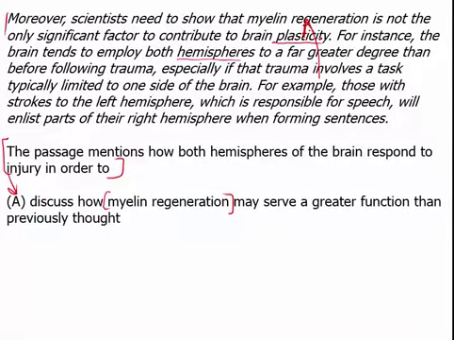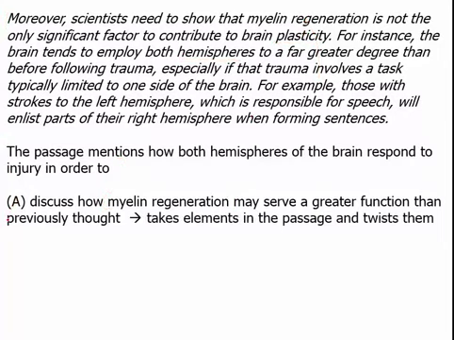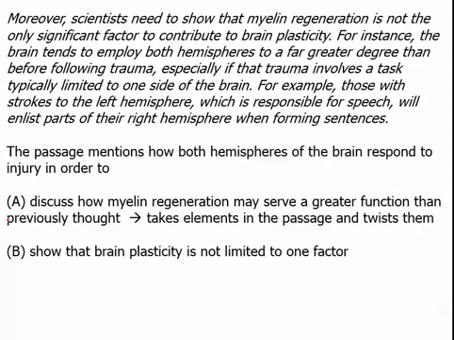No, it's that these two hemispheres working in tandem have a greater function that may, of course, overlap with plasticity. And therefore, A doesn't impart the right meaning, but takes elements in the passage, familiar words, and twists the meaning. Let's look at B. Show that brain plasticity is not limited to one factor. It's not limited just to myelin regeneration, but to how the hemispheres communicate. So therefore, we have our answer.